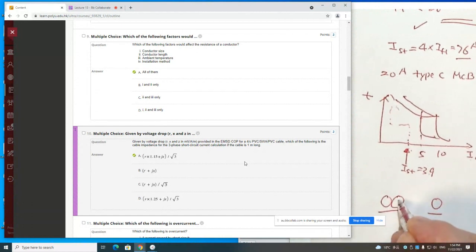So that means the other cable will generate a loss, which eventually turns to heat. This heat will cause a temperature increase in the other conductor. When the temperature of the conductor changes, the resistance will change. So here we say the installation method is also a factor affecting the resistance, because it will change the operating temperature of the conductor, or the cable. So the answer is all of them.